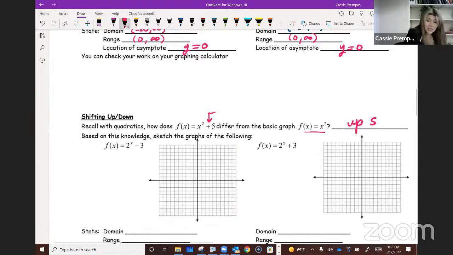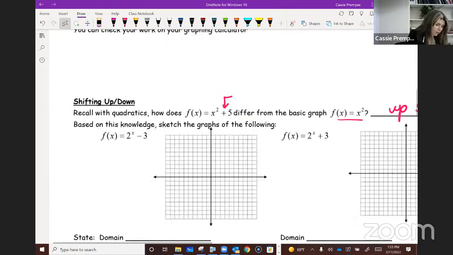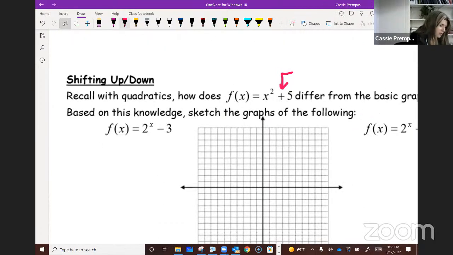Okay, based on this knowledge, sketch the new graph. f of x equals 2 to the x minus 3. How do you think this graph is going to move based off of that review question? It goes down 3, of course. So let's see how we would use that.